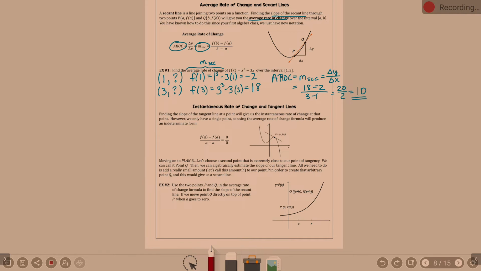Okay. Average rate of change. Think slope of the secant line. That was easy. It's a matter of interpreting what they're asking, though. That's where we run into the problems.